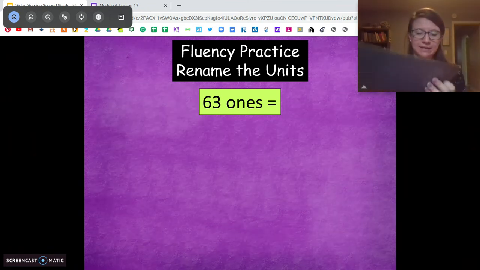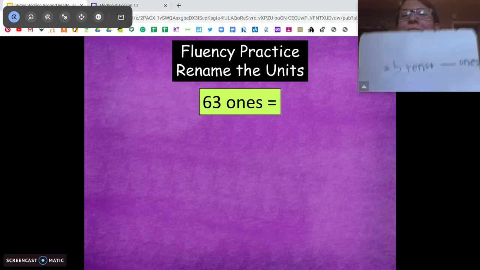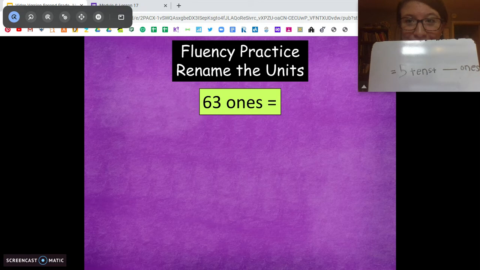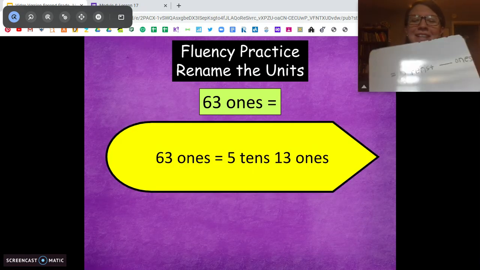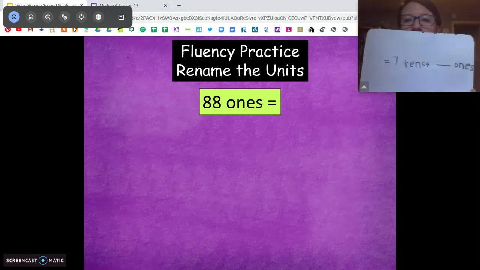What about 63 ones? I'm going to give you 5 tens now. 5 tens plus how many ones is going to get you to 63 ones? Good. 13 ones. 88 ones. I'm going to give you 7 tens. How many ones do you need?